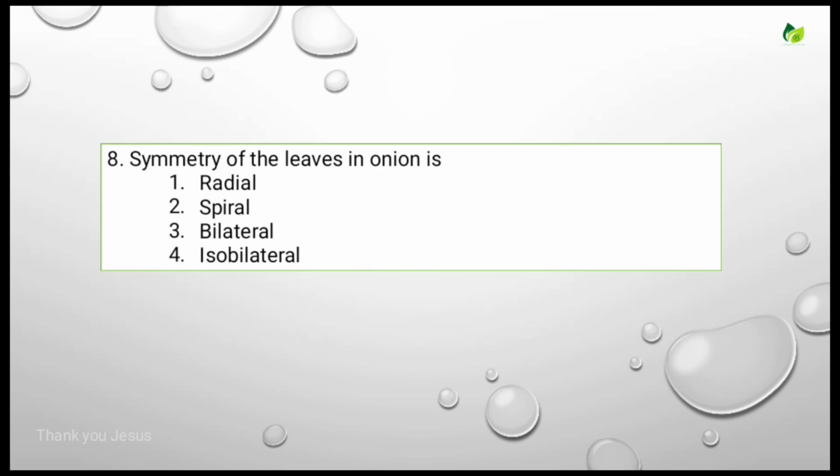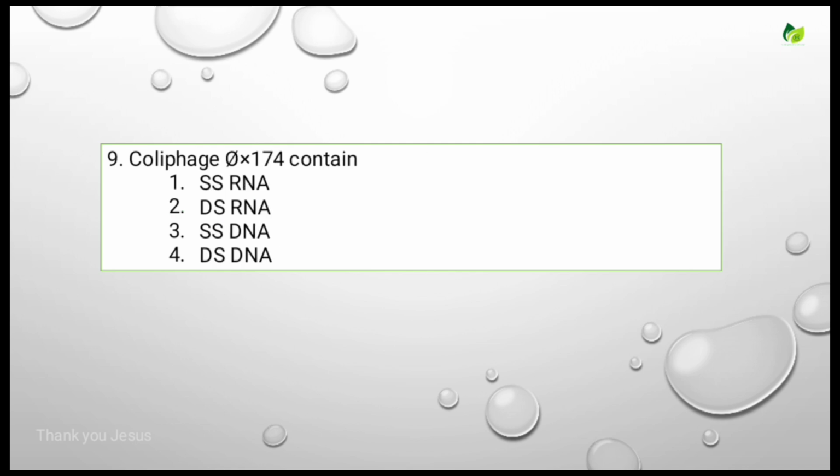Symmetry of the leaves in onion is, options are radial, spiral, bilateral, isobilateral. The correct answer is spiral. Let's see the next question. Coliphage phi X174 contains single stranded RNA, double stranded RNA, single stranded DNA, double stranded DNA. The correct answer is ssDNA, that means single stranded DNA. Let's see the next question.